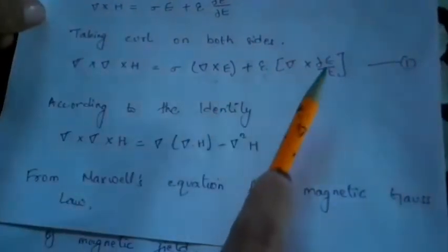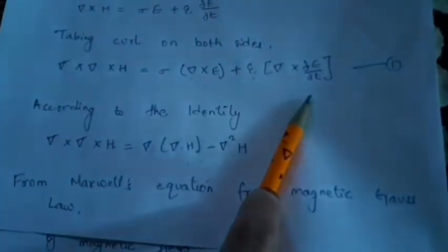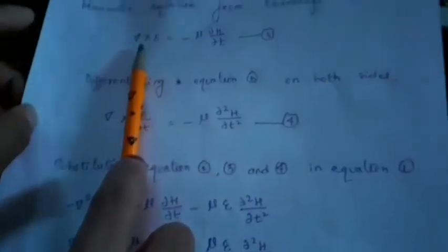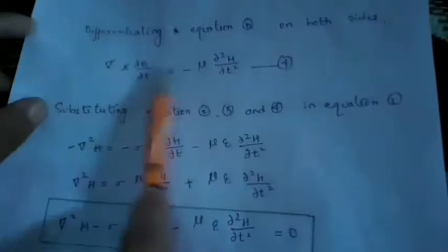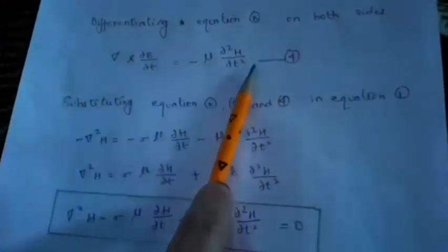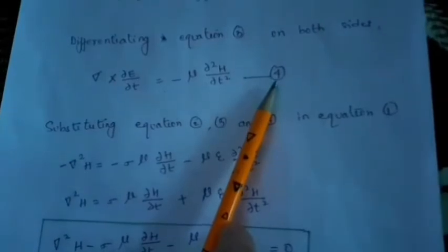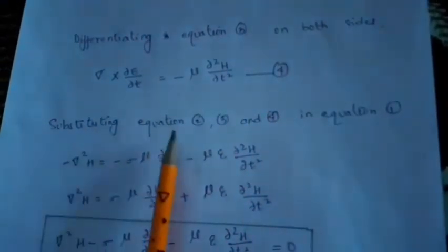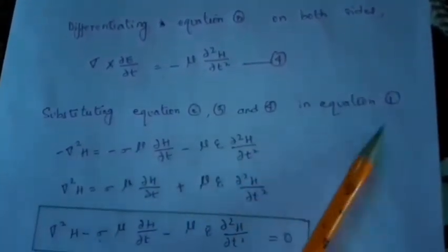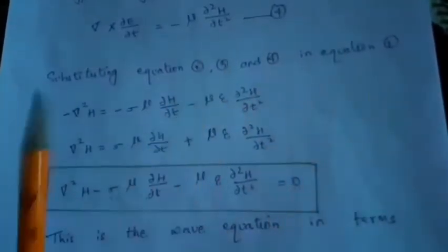So for this we are going to take the differentiated equation. So now we are having this third equation and this as the fourth equation. So now what we are going to do, we are going to substitute the second equation, third equation and fourth equation in equation number 1. So substituting equation number 2, 3 and 4 in equation number 1, the equation number 1 will become like this.